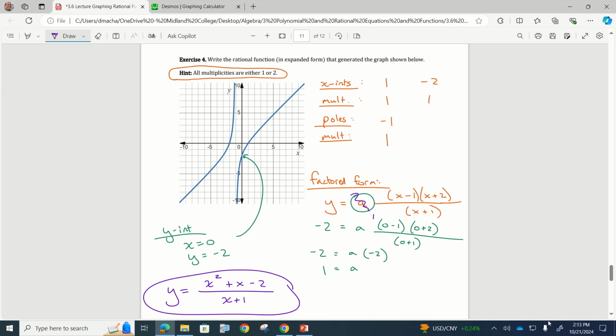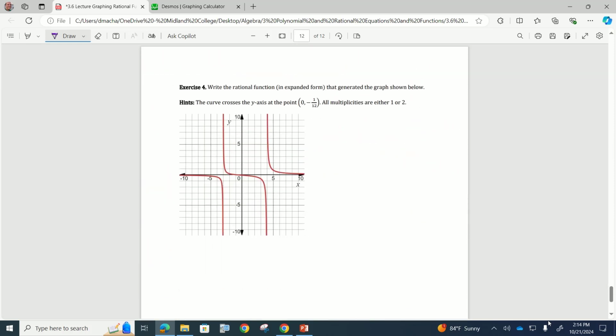Take a little pause so you can catch up in your notes. And to recap, we said make a list of the x-intercepts, make a list of the poles, check the multiplicities based on whether it bounces and whatnot. Then write down the factored form. Don't forget you might have some leading coefficient, and then the x-intercepts are the roots of the numerator, the poles are the roots in the denominator. You can solve for your leading coefficient by using the coordinates of your y-intercept, and then you can expand the same way we've always expanded. One more example just like that, and then we call it a day.